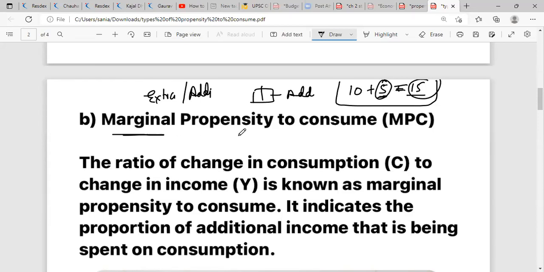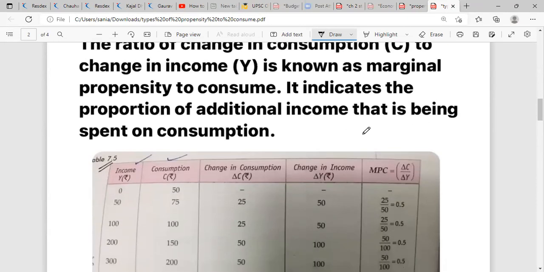Now, ma'am, what is marginal propensity to consume? The ratio of change in consumption to change in income. The formula is going to be the same, C upon Y, but the only difference is you are going to add the triangle over here. And what is this triangle? This is delta. So this indicates change. For example, your income was 10 rupees. Now your income is 20 rupees. If I ask you, what's the change in your income?